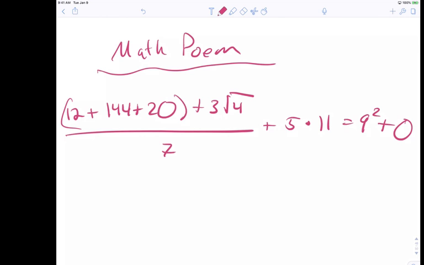But no, that was a good attempt. That was a good attempt at the poem. But it goes like this. So the poem goes like this.